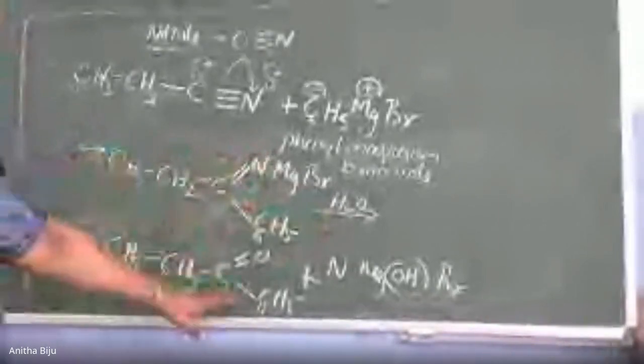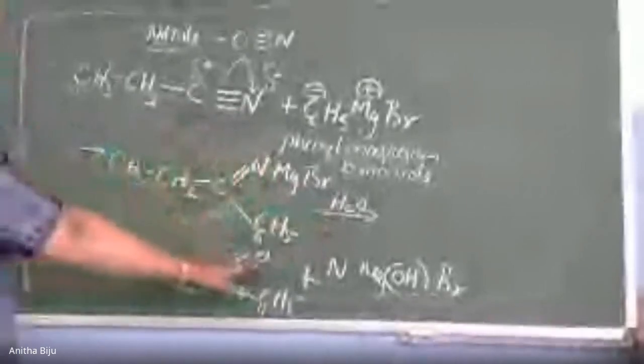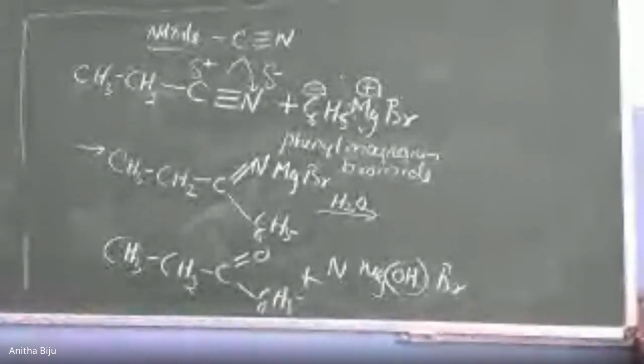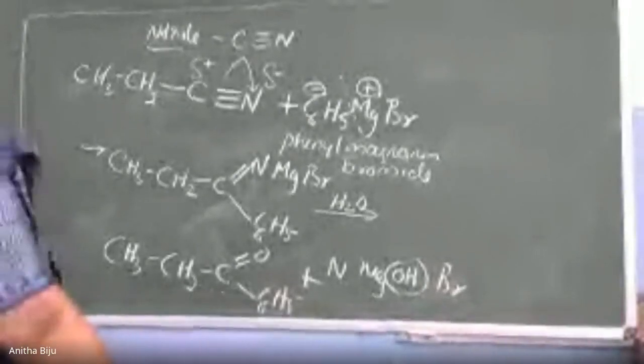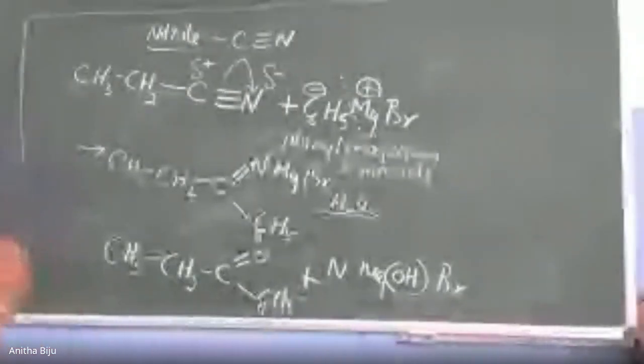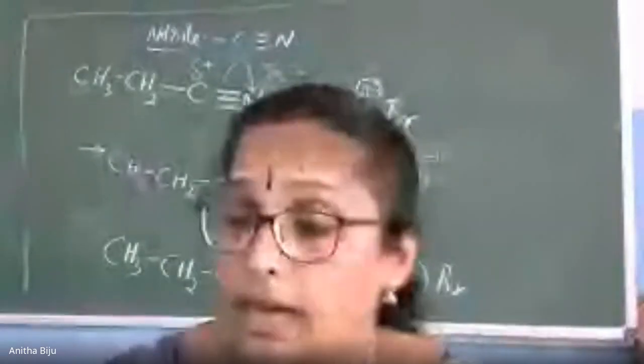So simply you can remember it in this way: it will break like this, and oxygen comes in place of nitrogen, and we get a byproduct like this. So this is the reaction that you can remember, and this reaction is important for conversion. So these are the two methods of preparation of ketones. Both are simple methods. One is Friedel-Crafts acylation, and the second is where the reactant is a nitrile.